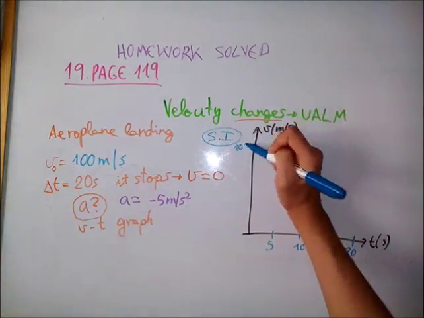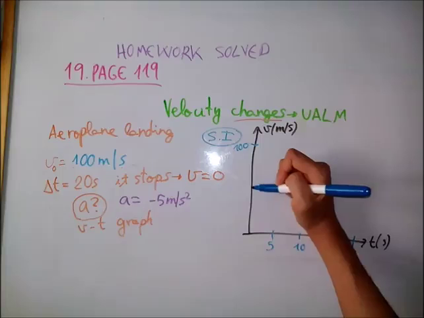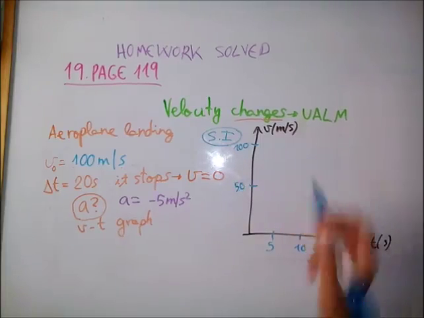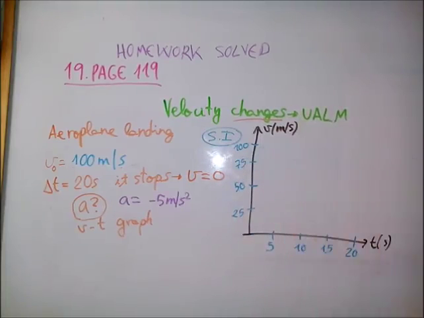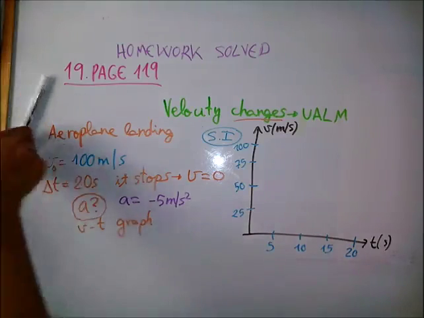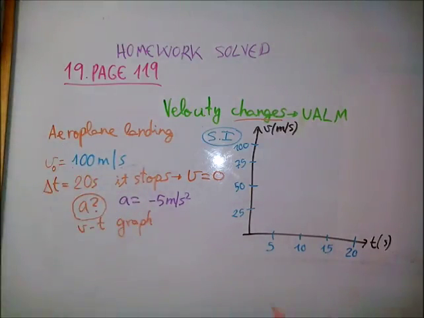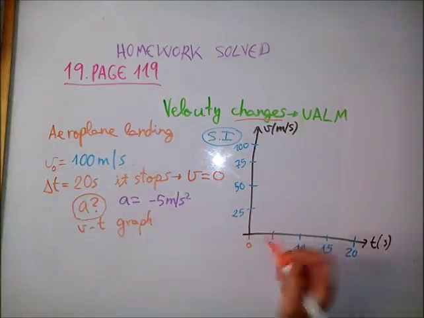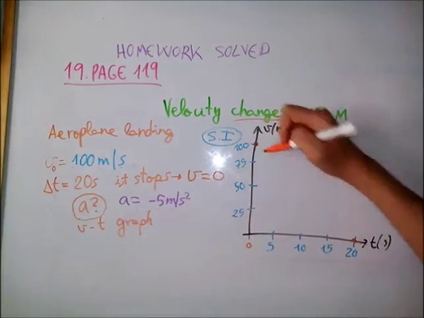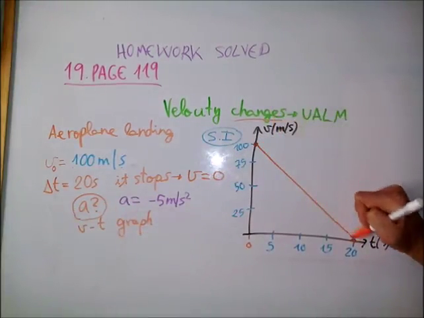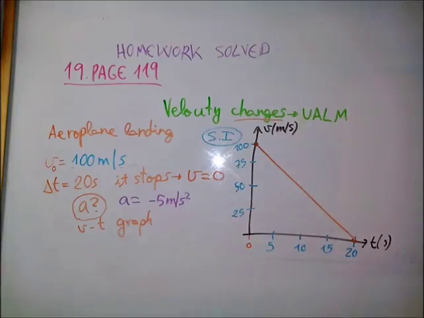So no velocity is going to be higher than this, okay? So this is 100. So in the middle is gonna be 50, 25, 75, and so on, okay? Okay, so we're gonna draw this. So we know that at the beginning we were moving at 100 meters per second. So when time is 0, remember that there is a 0 here, velocity was 100. And when time is 20, velocity is 0. So we can just join these two dots and get the graph, which looks something like this.